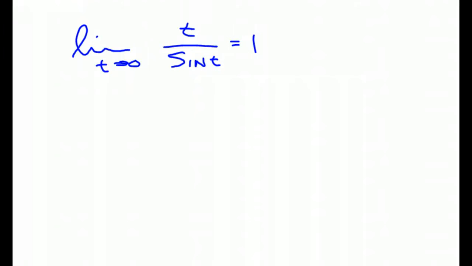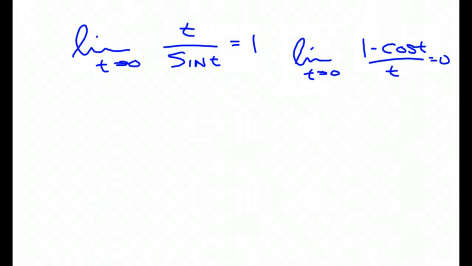Okay, so that also equals 1. So it's just the inverse of the other one. And then just one more: the limit as t approaches 0 of 1 minus cosine of t, all over t, equals 0. Okay? So those are all of the limit rules using trig functions.